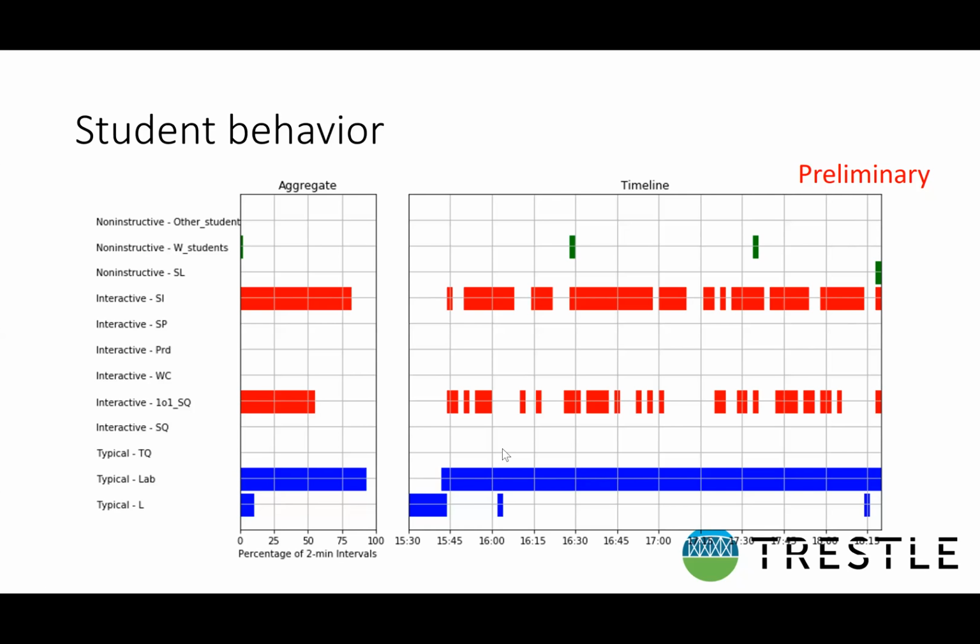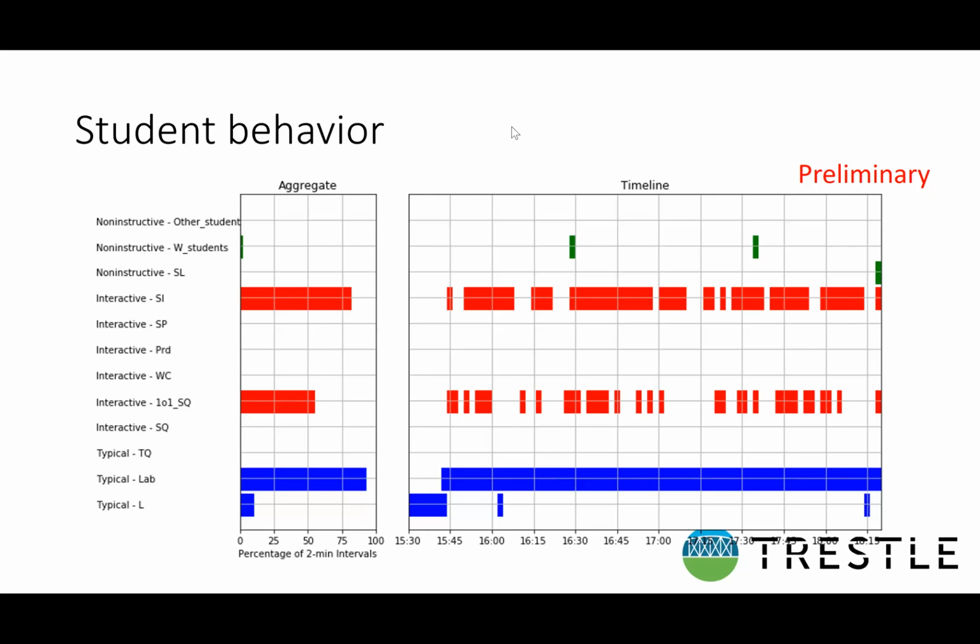The y-axis is individual students, and it shows student behavior in different categories. So the green is the non-interactive, the red is the interactive, and the blue is the typical. As you can see, because it's a lab course, the majority of the behavior is lab, and we do see a lot of SI, which is student-initiated conversation, and one-to-one SQ, which is the student approaching instructors and TAs and asking them questions. The left side plot is the percentage of 2-minute intervals for each of these behaviors.